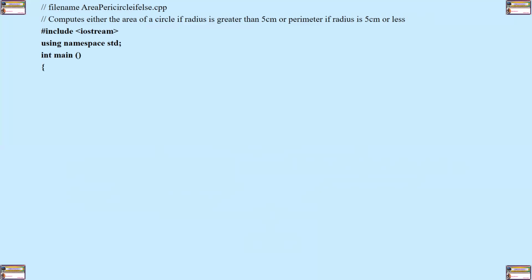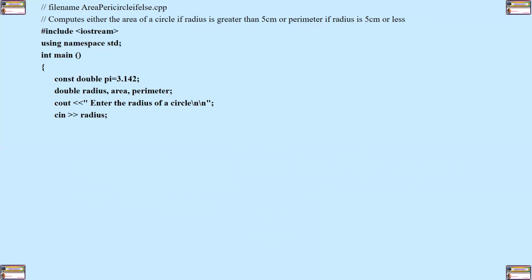Then we have int main. Then we declare our constant variable, or our constant memory location called pi, and we assign 3.14 into it. Then we declare memory location called perimeter, area, and radius. Then we request the user to enter the radius of a circle. The user enters the value, and it is stored in memory location called radius. And then we write out a blank line. Then we check, is radius more than 5?